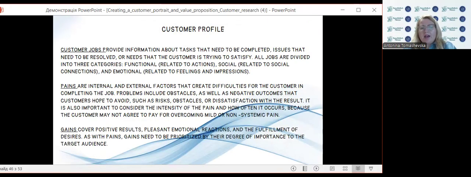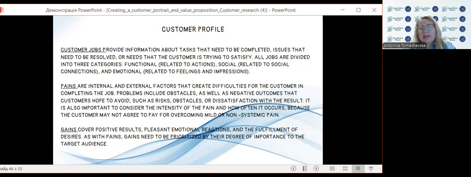Customer profile. Customer jobs. Provide information about tasks that need to be completed, issues that need to be resolved, or needs that the customer is trying to satisfy. All jobs are divided into 3 categories: functional, related to action; social, related to social connections; and emotional, related to feelings and impressions.